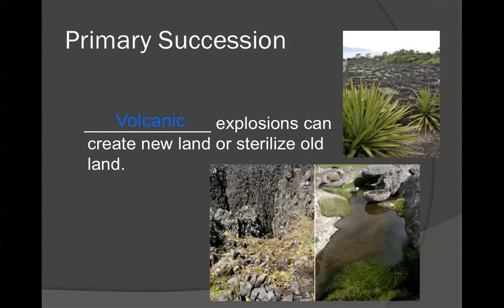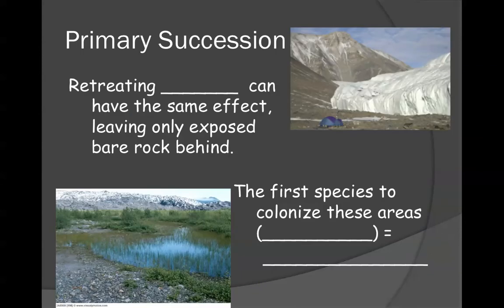Primary succession can happen after a volcano explodes. It leaves just new land or sterilized old land, so just nothing on the rock. Retreating glaciers can also have the same effect. The first species that colonize these barren areas we call pioneer species. That's easy to remember because pioneers go discover new places.